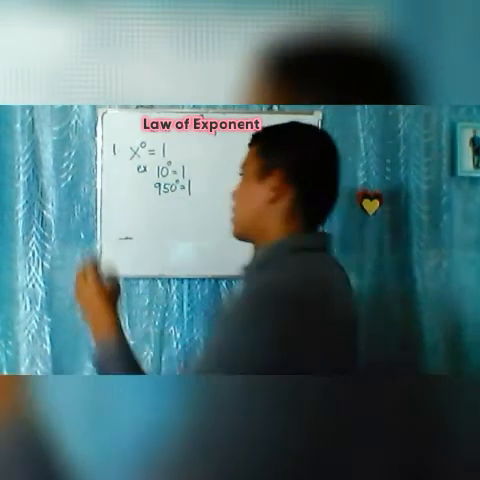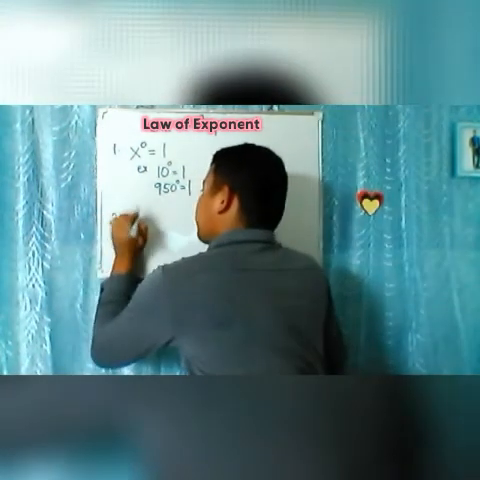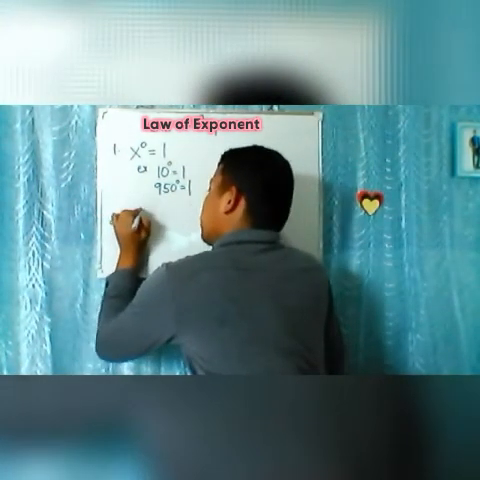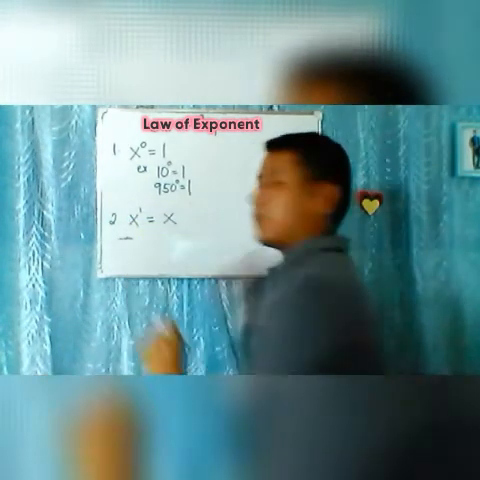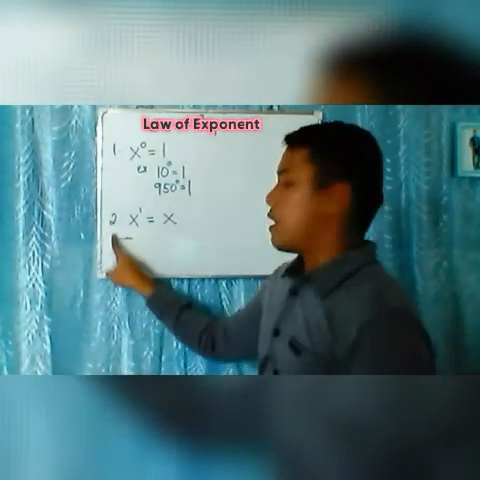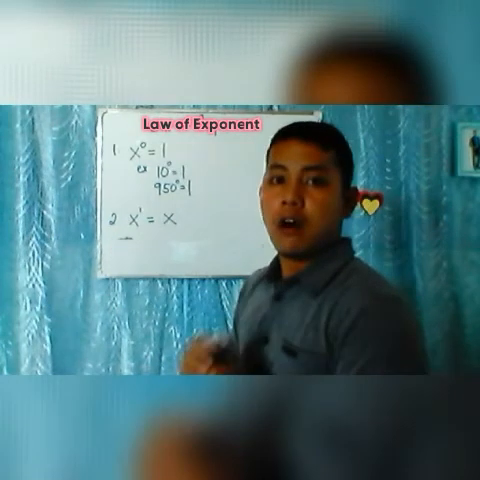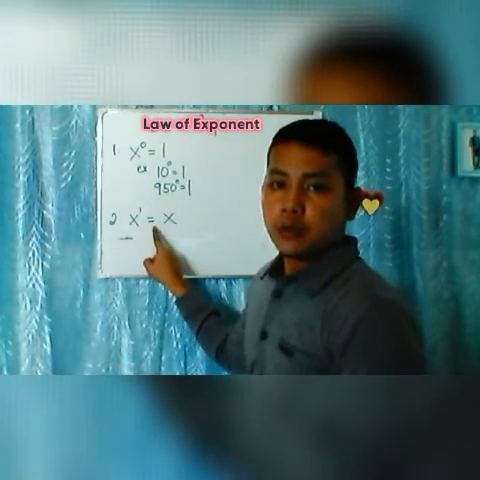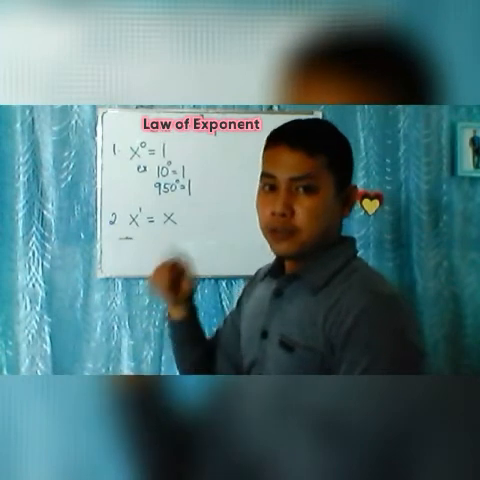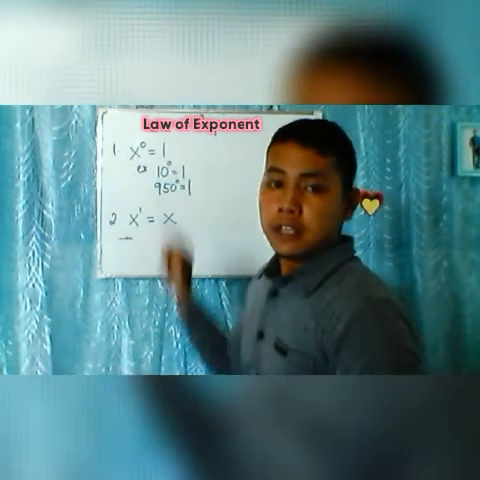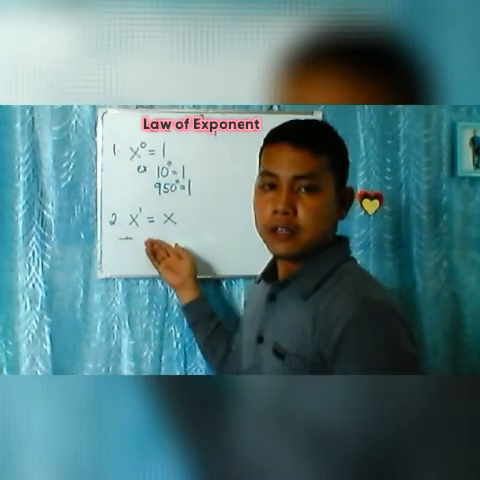So the second one is x to the power of 1 is equal to x. So this is the second law of exponent. X to the power of 1 is equal to x. So any number raised to the power of 1 is always the number itself.